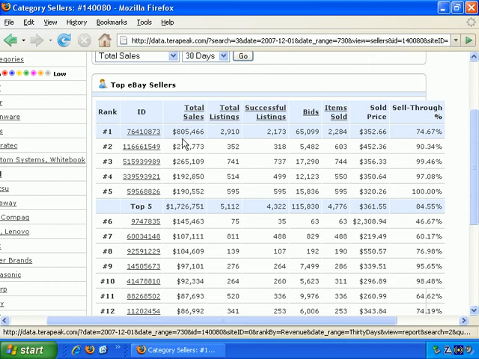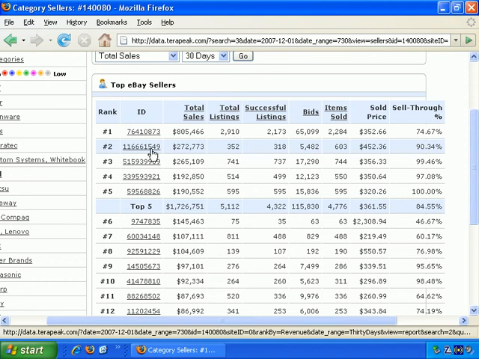The top seller has over $800,000 in these listings in just the last 30 days, and effectively 75% of those are successful. That's a really good sign. And the next one down, a big drop-off, at $272,000, only 352 listings, 318 of them are successful, so there's a 90% sell-through rate, and 603 items sold, so more than one per auction, and at a higher average price than the number one seller.